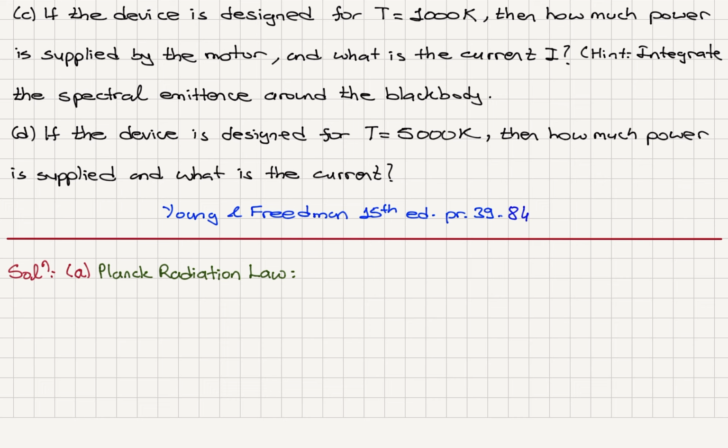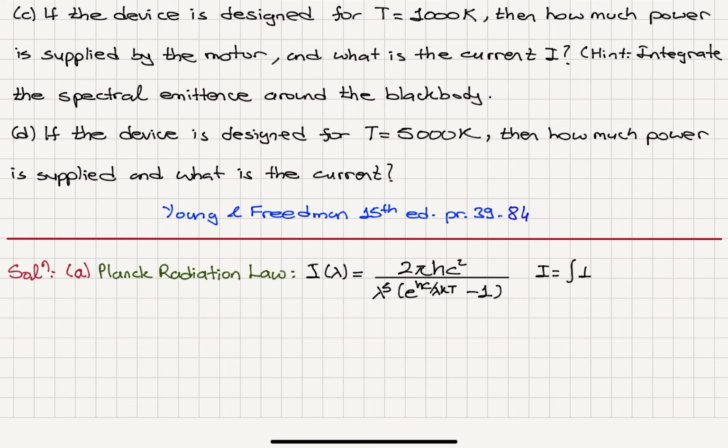So let's remember the Planck radiation law. Intensity as a function of wavelength is given as 2 pi h, Planck's constant, c squared divided by lambda to the fifth power, e to the hc over lambda kT, minus 1, and the spectral emittance I is the integral of I of lambda d lambda.